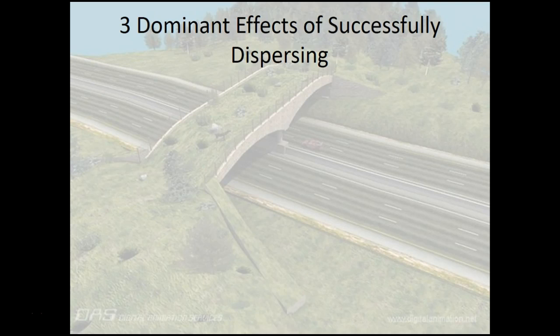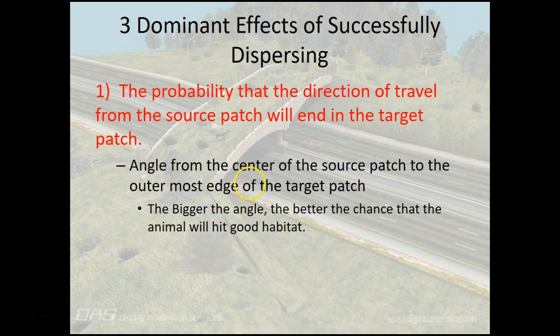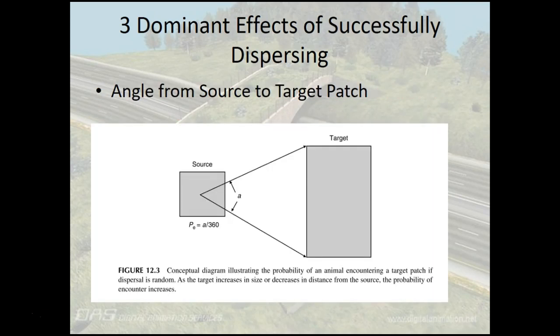Okay, so we're going to look at, there's three effects of successfully dispersing, three things that are highly important. The first is looking at the probability that the direction of travel from the source patch will end in the target patch. So what we're really looking at here is the angle from the center of the source patch to the outermost edge of the target patch, because the bigger the angle, the better that animal will hit a good habitat. And the angle will change with the distance to the patch. So let's look at it here.